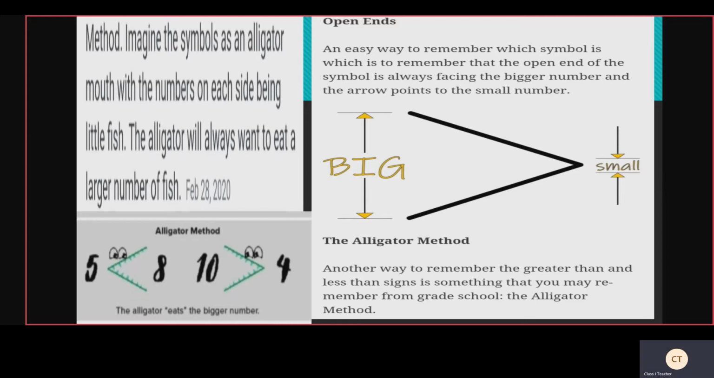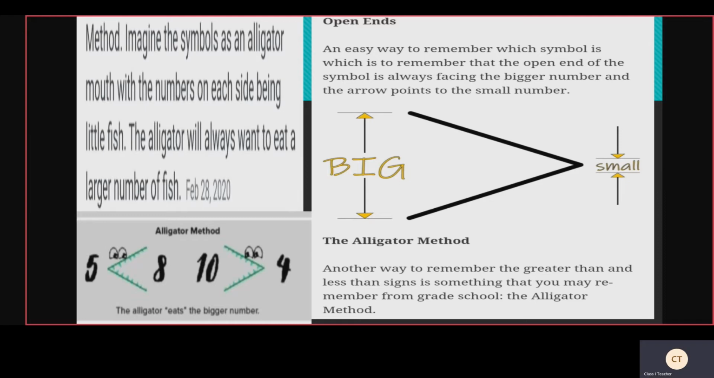Here, alligator method. See. 5 and 8 is given, children. Look here. Which side the alligator mouth? Yes, 8. That means greater. 8 is greater than 5. Okay? 5 is less than 8.